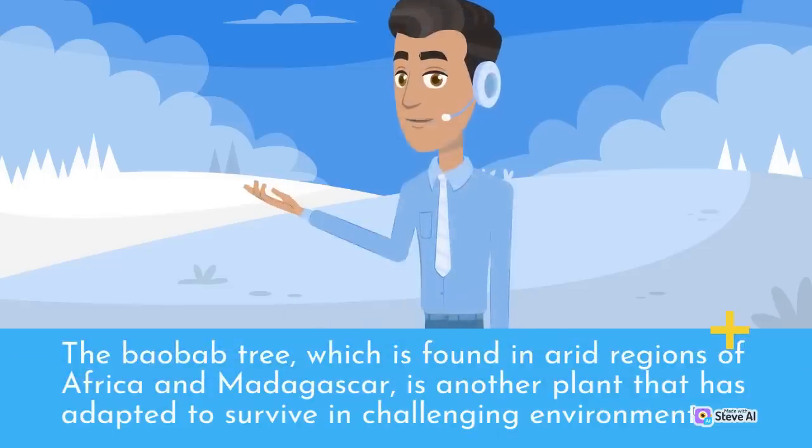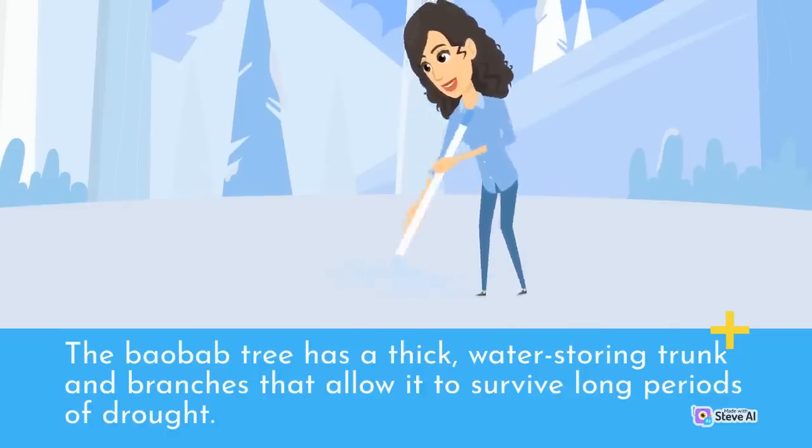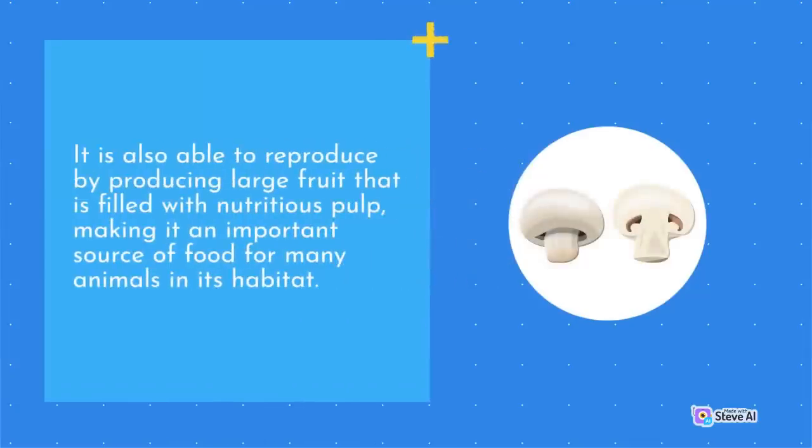The baobab tree, which is found in arid regions of Africa and Madagascar, is another plant that has adapted to survive in challenging environments. The baobab tree has a thick, water-storing trunk and branches that allow it to survive long periods of drought. It is also able to reproduce by producing large fruit that is filled with nutritious pulp, making it an important source of food for many animals in its habitat.